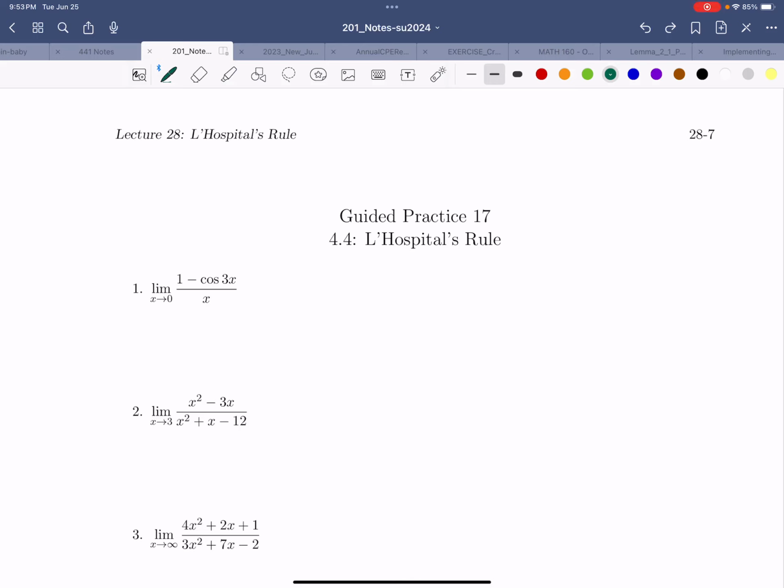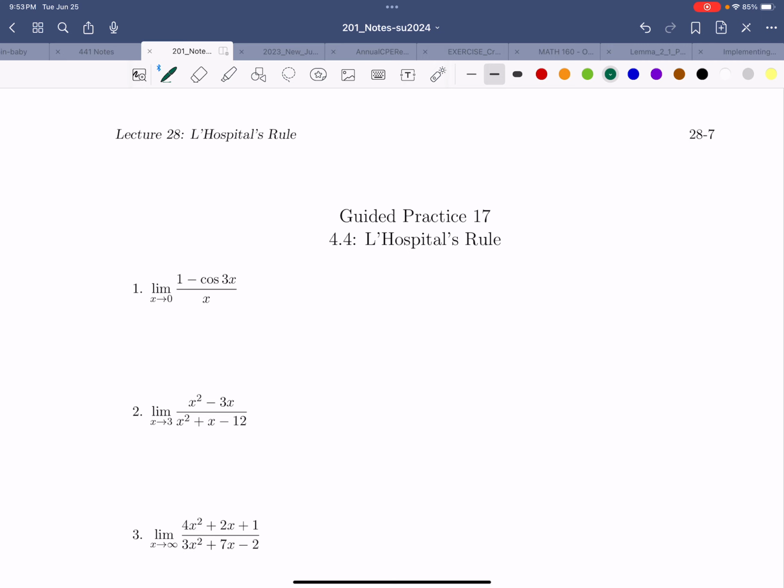Let's do some guided practice for L'Hopital's rule. Remember, L'Hopital's rule states that if we have an indeterminate form for a limit that's either 0 over 0 or plus or minus infinity over infinity, then the limit as x approaches a of f of x over g of x equals the limit as x approaches a of f prime of x over g prime of x.